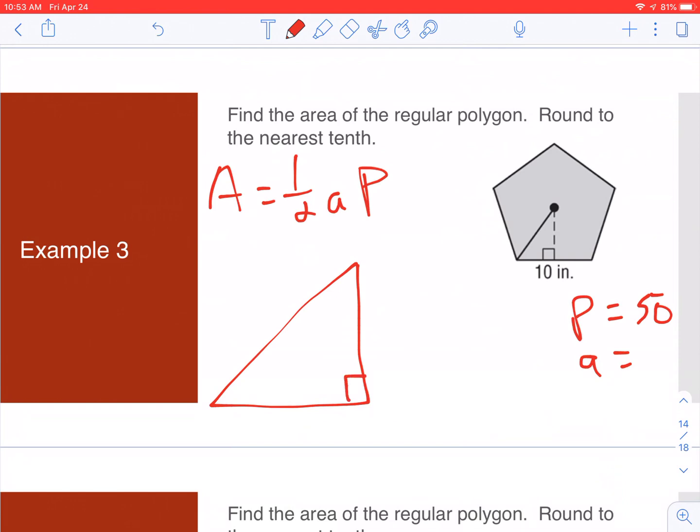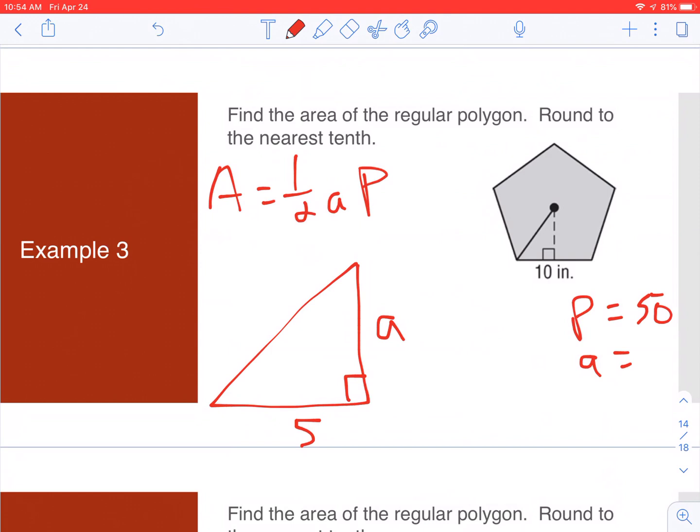I know that this is bisected, so this is going to be 5. 10 divided by 2 is 5. I'm trying to find A. Okay. Now, I don't have anything else. However, I can find an angle.